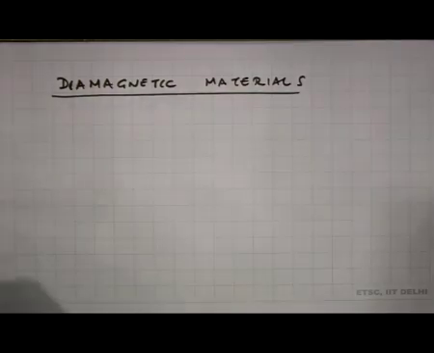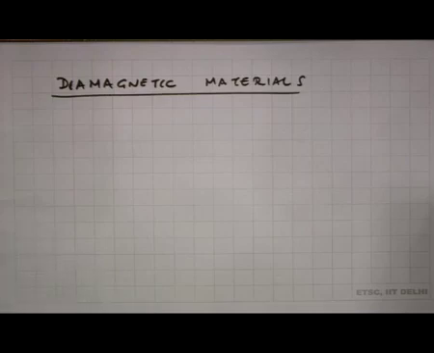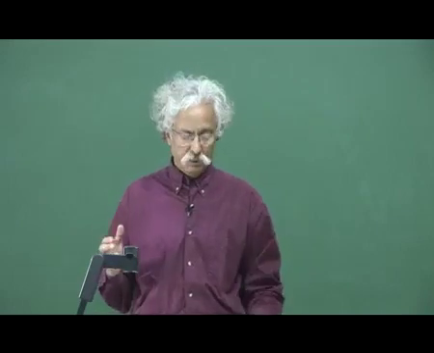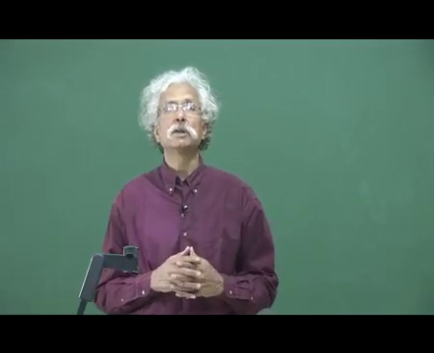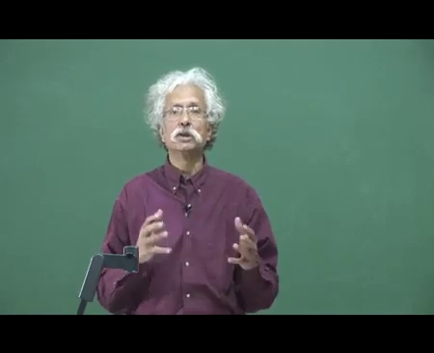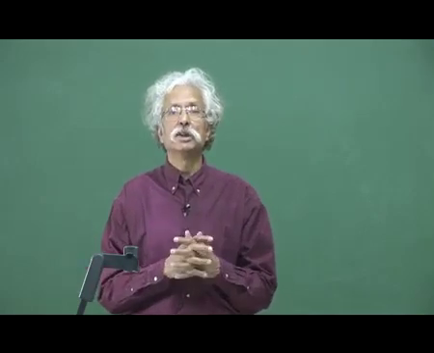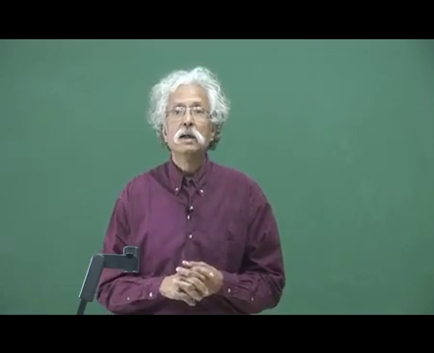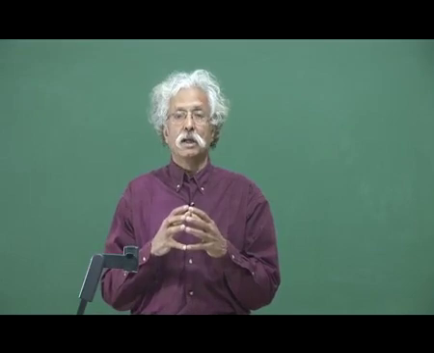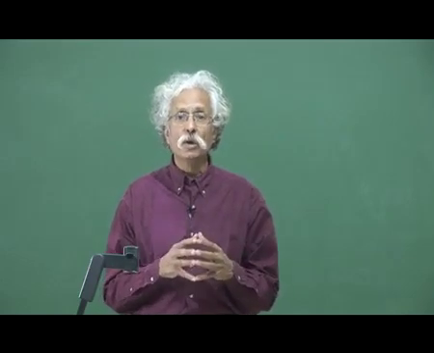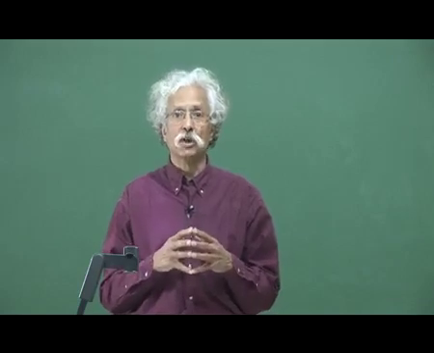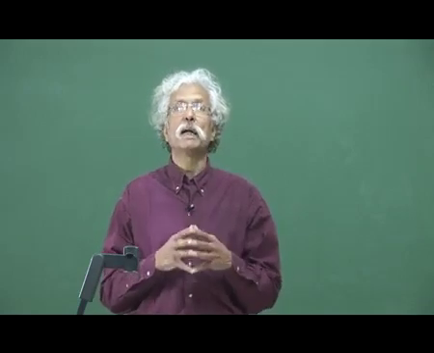Now, what are these diamagnetic materials? Any matter consists of a large number of atoms, and each atom consists of protons, neutrons and electrons. These electrons form orbits around the nucleus, and as we discussed some time before, this orbital motion gives a magnetic moment to the electron motion, and that is called the orbital magnetic moment.